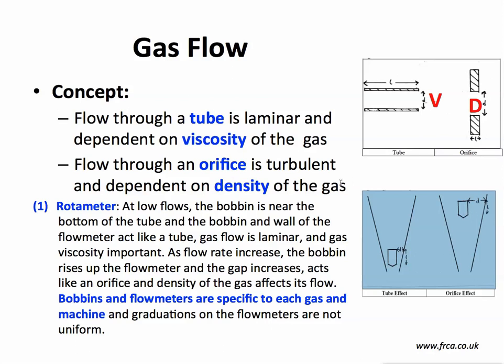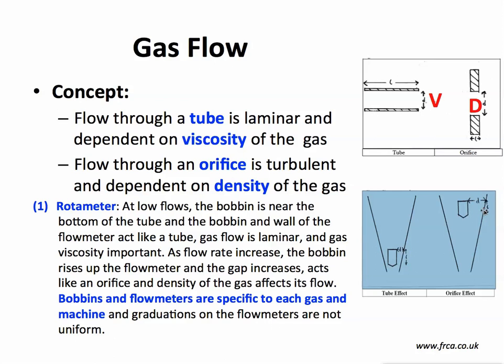Well, at low flows, the bobbin is near the bottom of the tube, and the bobbin and the wall of the flow meter act like a tube. And so gas flow is laminar, and viscosity is important. And as flow rate increases, the bobbin rises up the flow meter, and the gap increases between the bobbin and the side of the flow meter. It begins to act like an orifice, and density of the gas actually affects its flow.